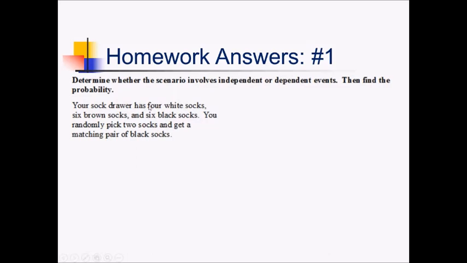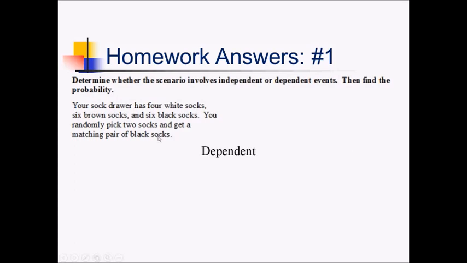For this problem, we have to figure out if these are independent or dependent and find the probability. So our sock drawer has 4 white socks, 6 brown and 6 black, and we want the probability that we randomly pick 2 socks and get a matching pair of black socks. If you're picking 2 socks out of there, presumably you're not putting one of the socks back after you pick it out. So this would be dependent because what you do when you get that first sock is going to affect the outcomes that you could get from picking that second sock.